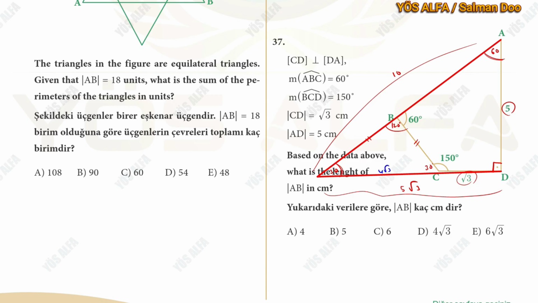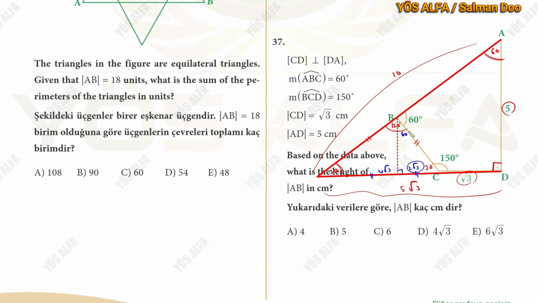So let's draw another line from B to the base of the triangle so that it is perpendicular. Since this is an isosceles triangle, this line divides the base into two equal parts. So the entire length is 4 root 3, so this one is 2 root 3 over here.